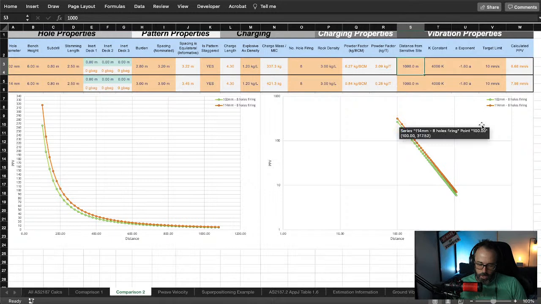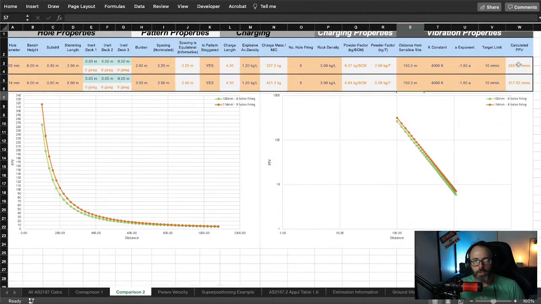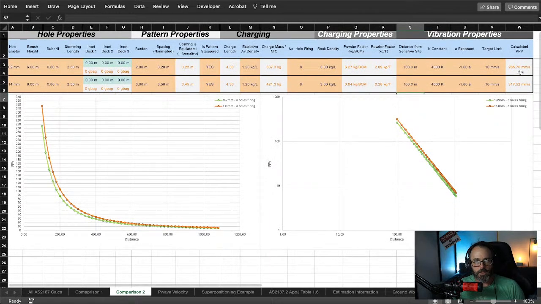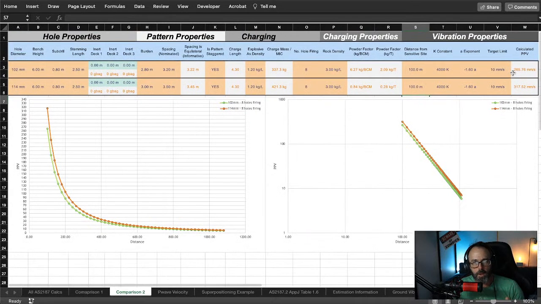All right, and we can see that. Well, let's just dial in 100. Oh, there you go. So these are our K value. These are our calculated PPVs at that point. We can see here that our smaller diameter hole is 100 millimeters less in our PPV. Obviously, this is extreme because 100 meters away is essentially the haul road away from that.